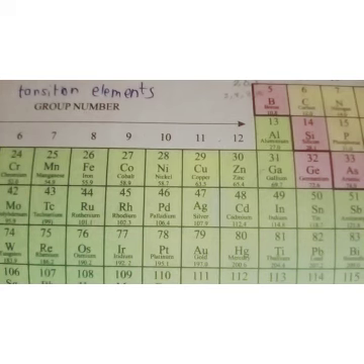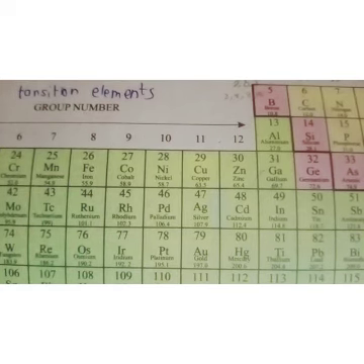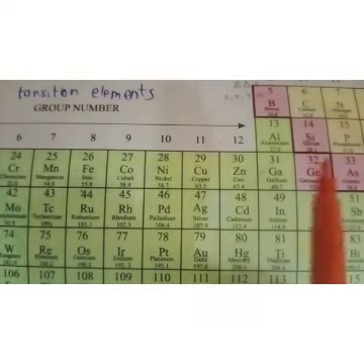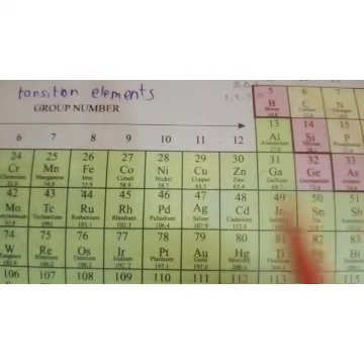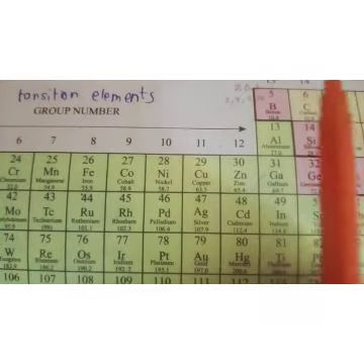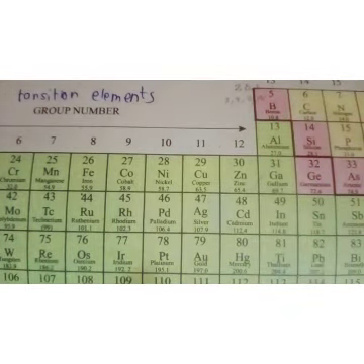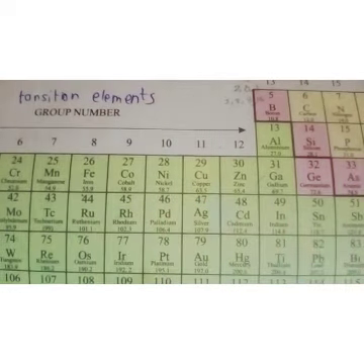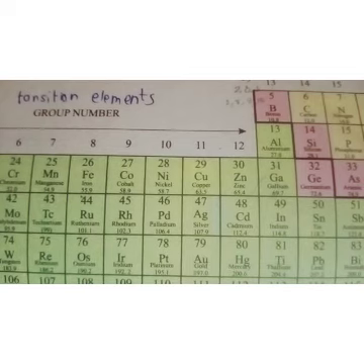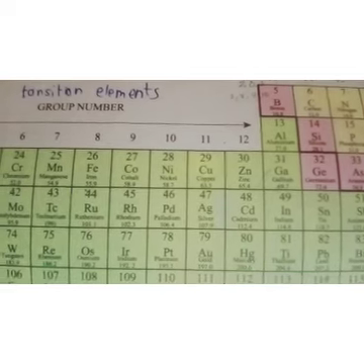Now we shall discuss the metallic and non-metallic property. In this periodic table, you can see that some elements are given in green color, some in pink color, and some in yellow color. These green colored elements are metals. These pink colored elements are metalloids, and these yellow colored elements are non-metals. So in the periodic table we have metals, non-metals and metalloids.